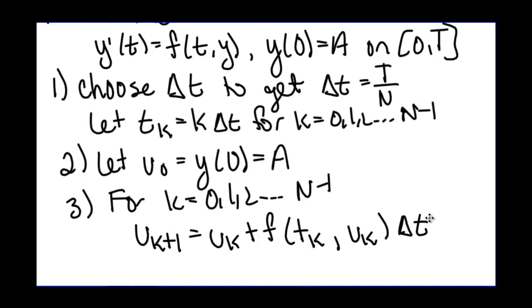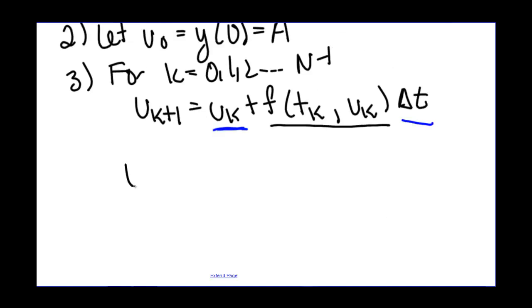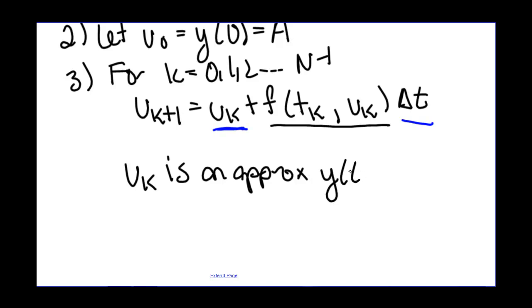So this right here gives you the slope at the point t sub k, u sub k, because f of t, y is y prime of t. Delta t tells you how long that line goes for, and u sub k is the y value at the point t sub k, u sub k. And each of these u sub k is an approximation to the exact solution y of t sub k.